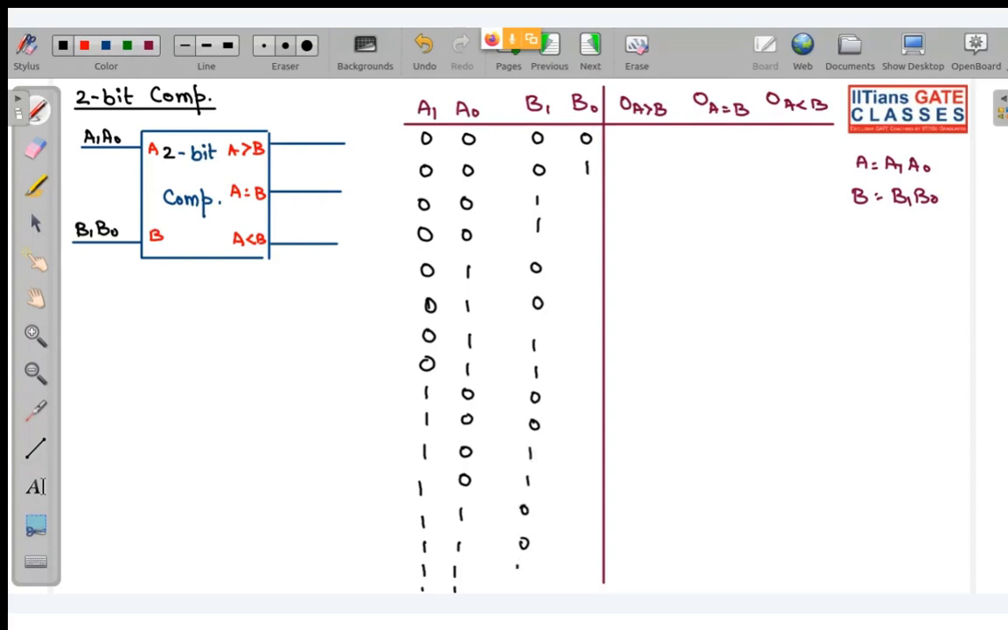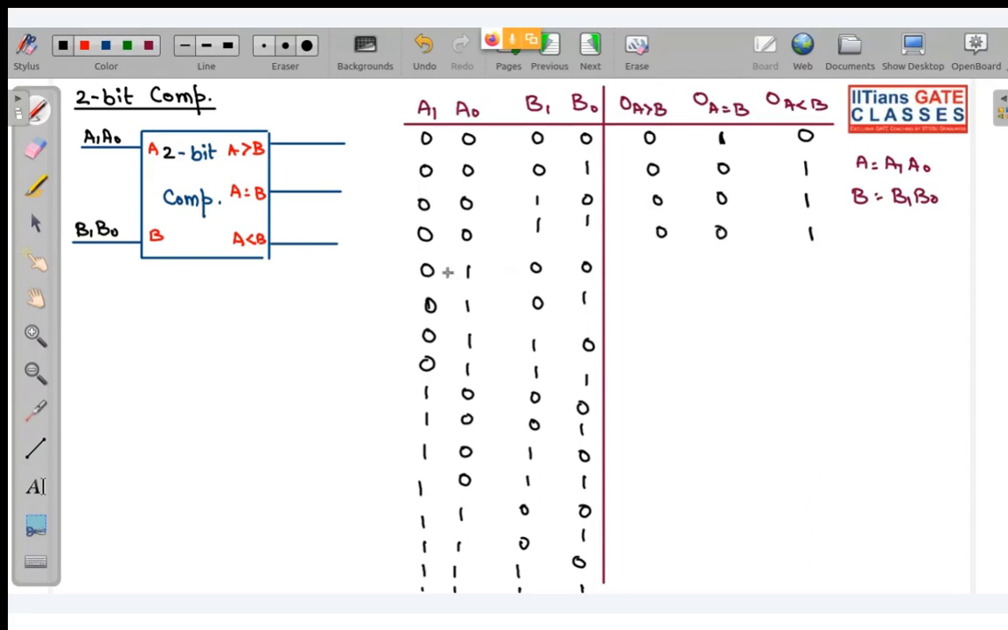So anyone know the shortcut for this one? See, so now this is the long way of doing, very long way. So you can see A1 A0 0 0, B1 B0 0 0. So this will be 1, remaining all 0. Over here you can see B1 B0 is 0 1, A1 A0 is 0 0. So A is less than B, so this will be 1, remaining all 0. Again here A is less than B because B1 B0 is 1 0 and A is still 0 0. Again over here this will be 1, remaining all 0.